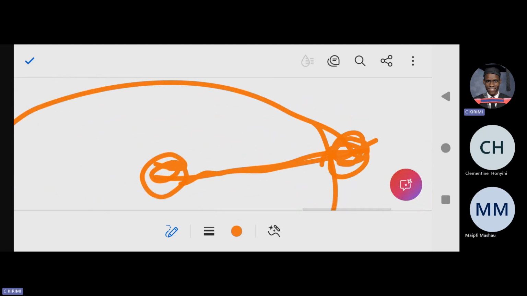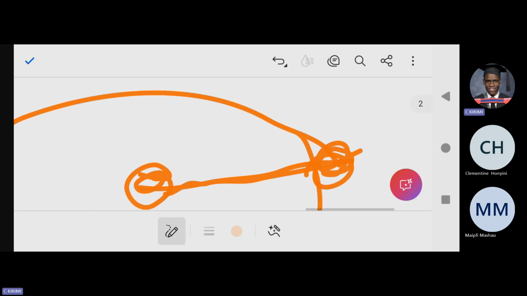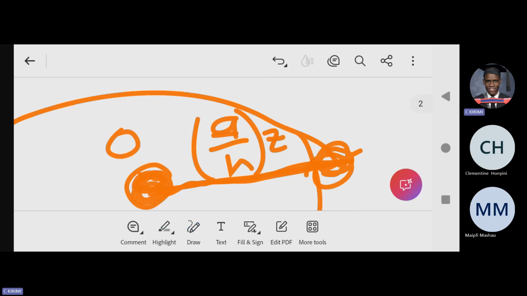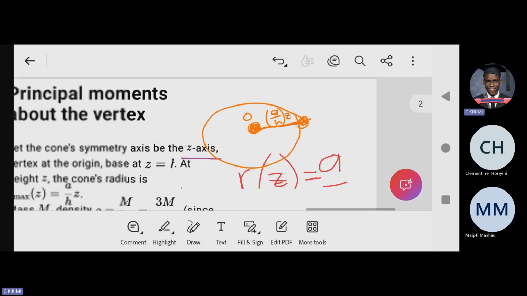If I want to replace r, I'm going to use a over h, multiplied by z. So where am I starting from? From the origin. At the origin, the radius is 0. I have not moved anything. The moment I started to move, the radius was not given as a constant number. It was given as a relationship between h and z, a over h multiplied by z. That is the relationship I have as my radius at any given point.